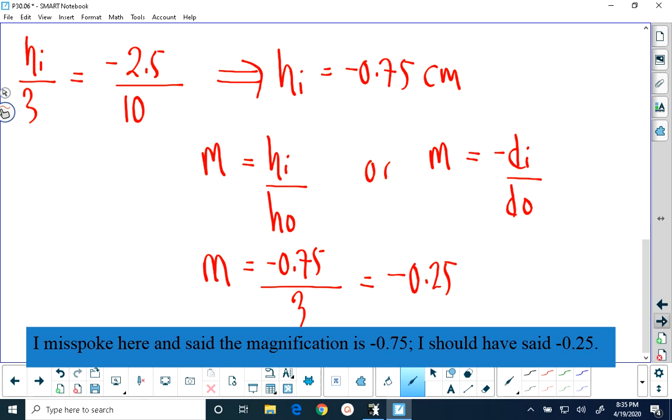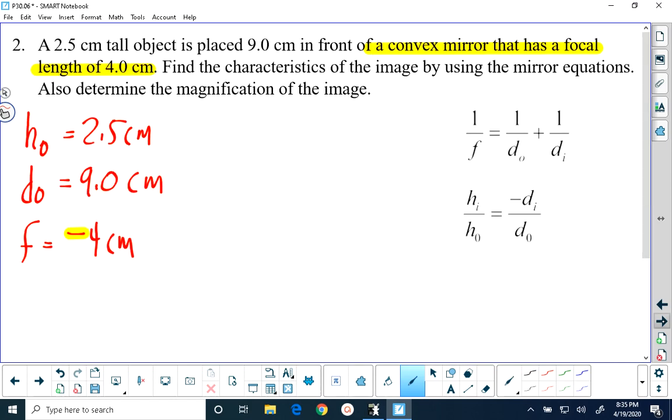Let's finish this off now with example 2, where we have a 2.5 centimeter tall object placed 9 centimeters away from a mirror with a focal length of 4, but we've already addressed the fact that the focal length is negative 4. So I'm going to set this up for you. I'm not even going to show my work here. You're going to have 1 over F, which is 1 over negative 4, equals 1 over dO, which is 1 over 9, plus 1 over dI.